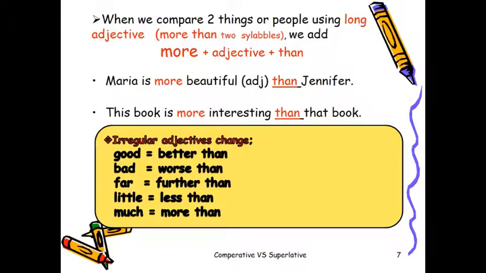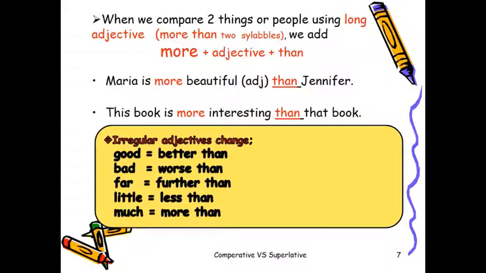When we compare two things or people, we use long adjectives. But which are these long adjectives? What does a long adjective mean? A long adjective contains more than two syllables, so that's why we call it a long adjective. For example, long adjectives are expensive, beautiful, dangerous, tremendous. Beautiful: I have divided it into syllables. Dangerous: even this adjective contains three syllables.